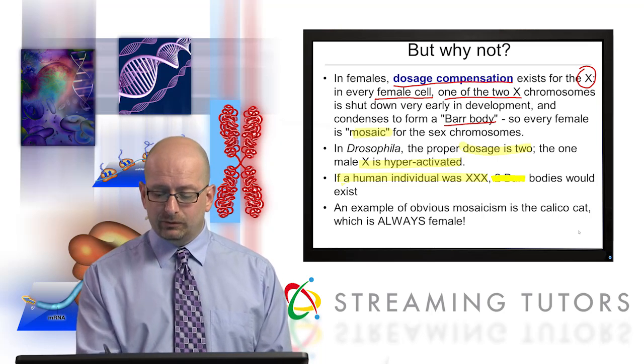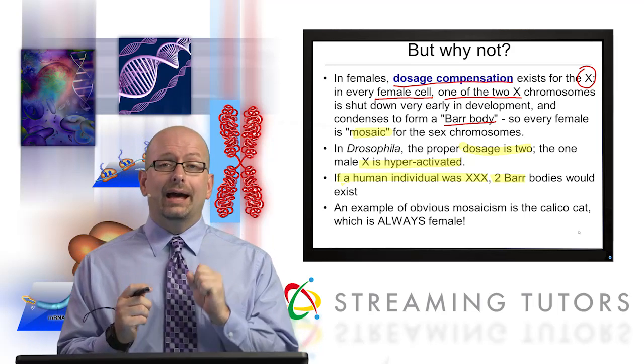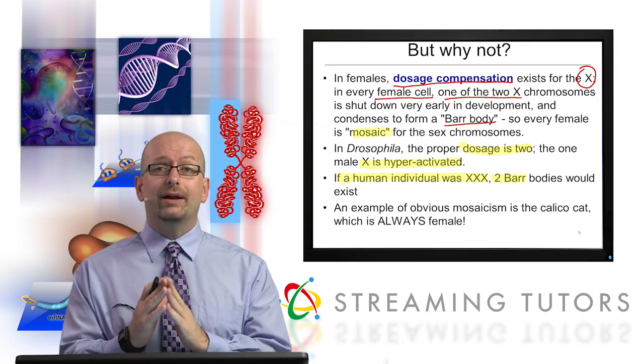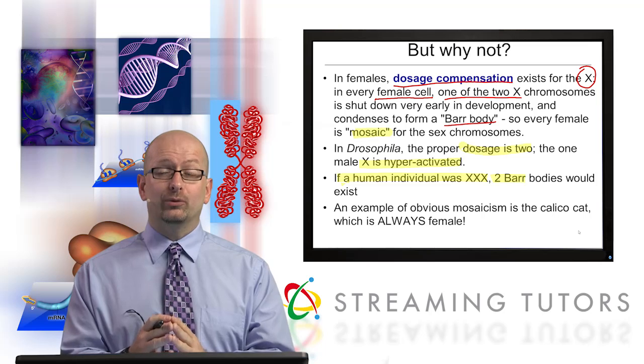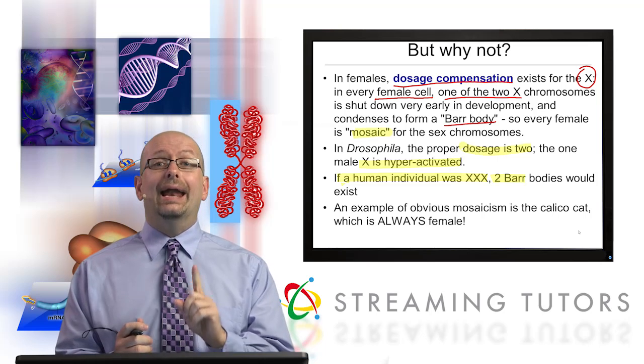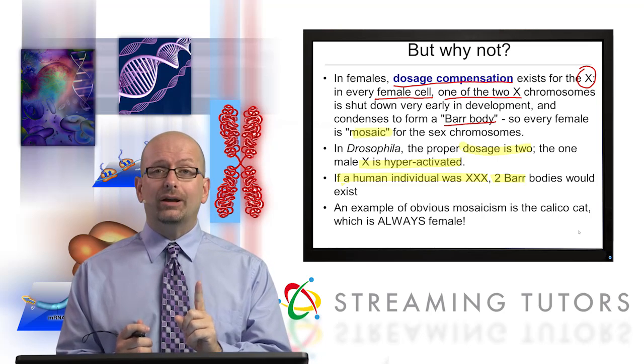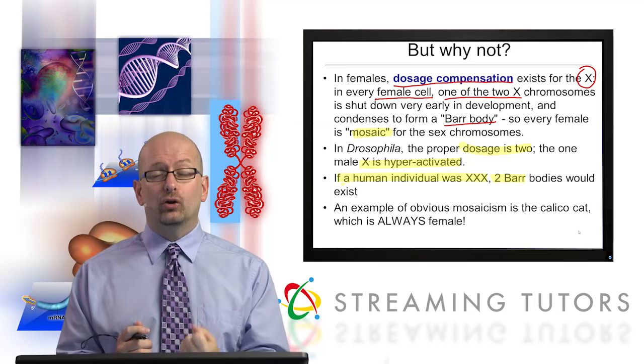Now, just so you understand this, if a human individual was triple X, and that does happen, 2 Barr bodies would be formed. Guys, the cells have a very definite way of figuring out how many X chromosomes are in the cell, and any in excess of one get shut down, get turned into Barr bodies.